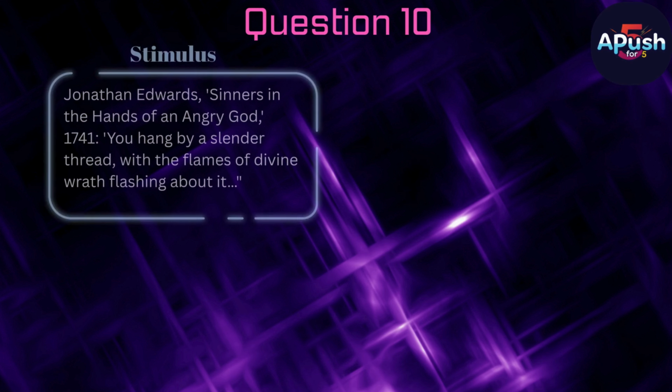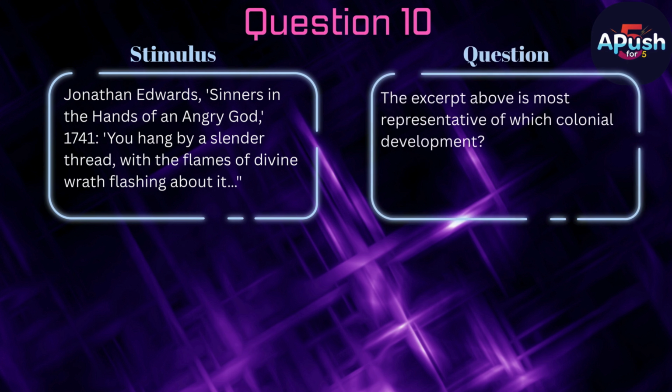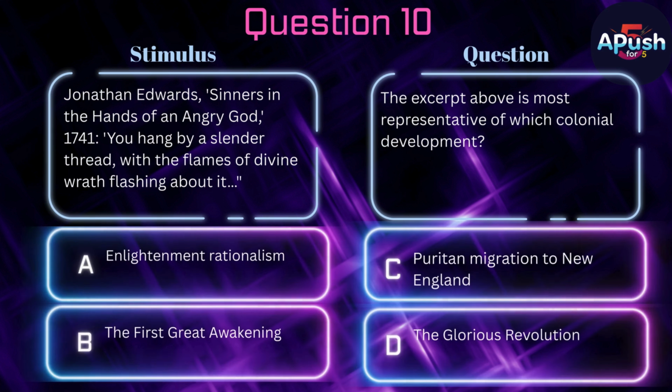Question 10. Stimulus. Jonathan Edwards, Sinners in the Hands of an Angry God, 1741. You hang by a slender thread with the flames of divine wrath flashing about it. Question. The excerpt above is most representative of which colonial development? A. Enlightenment rationalism. B. The First Great Awakening. C. Puritan migration to New England. D. The Glorious Revolution.